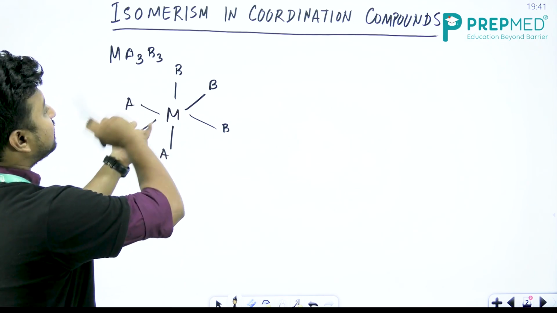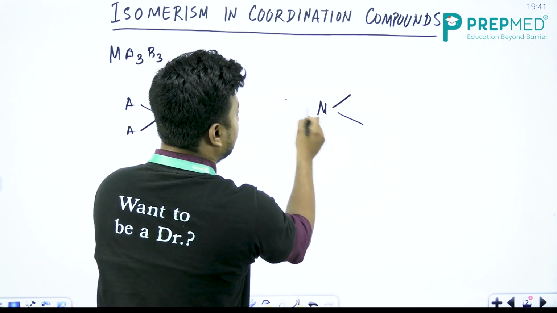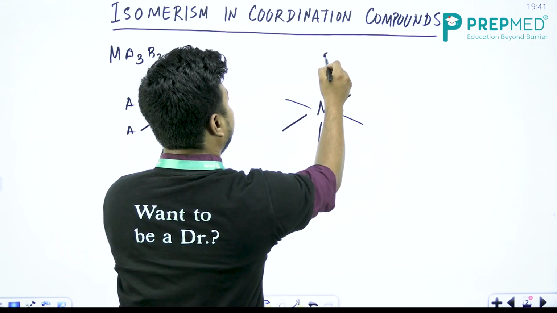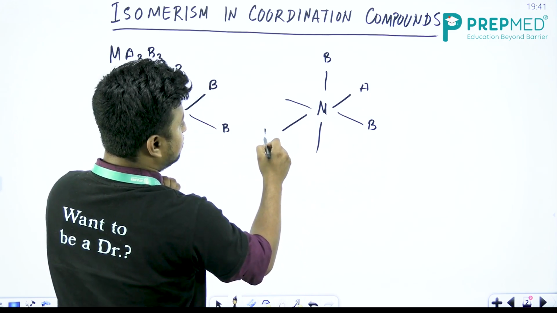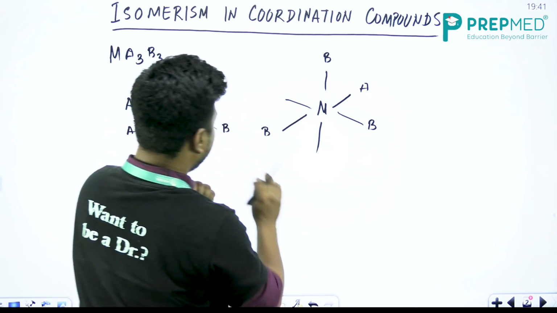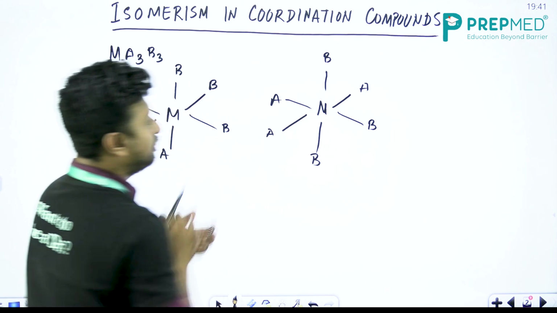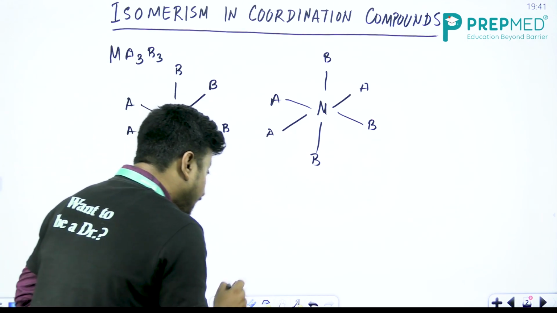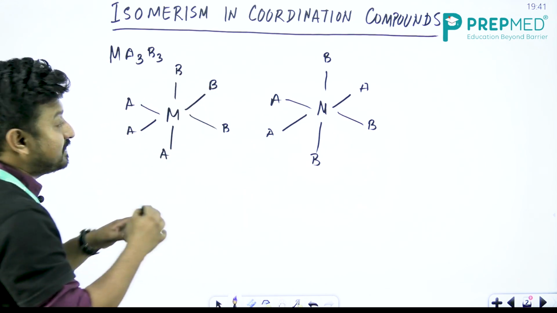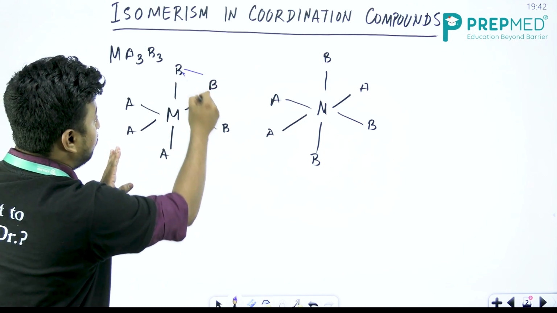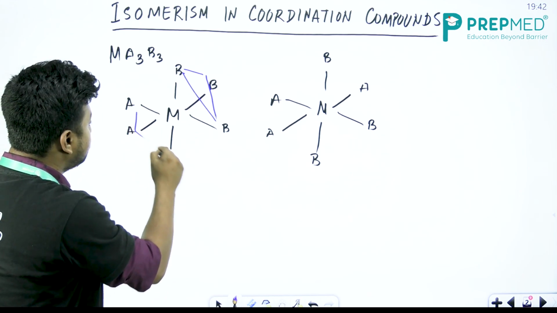Now what we can do is exchange one A with B. This can be possible, correct? So I can write a B here, an A here, a B here, and A is exchanged with B, so B here, one A here and one A here. This can be one possibility. Now if we see this part very clearly, all three B are facing one face, that is this triangular face, and all A are facing another triangular face.